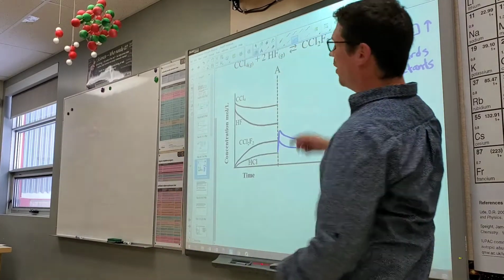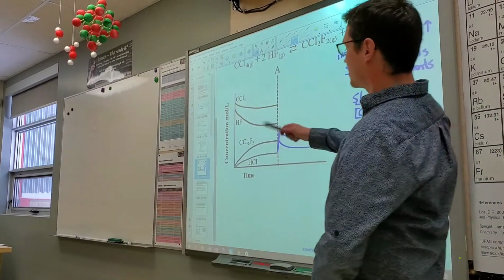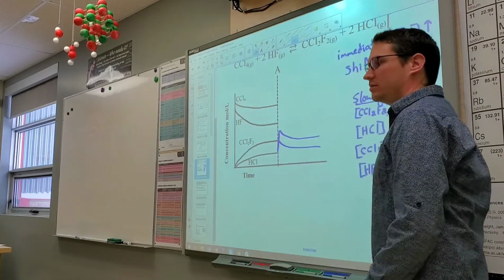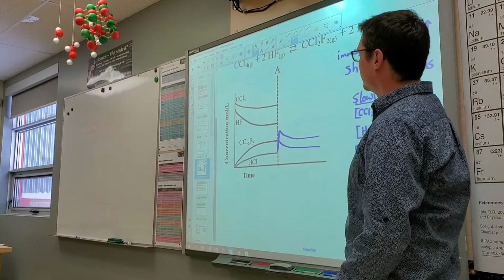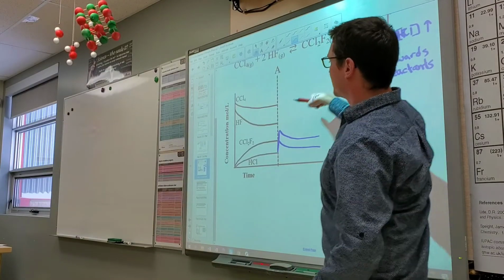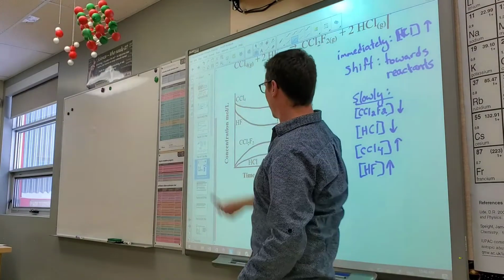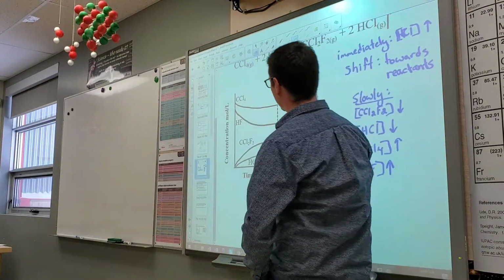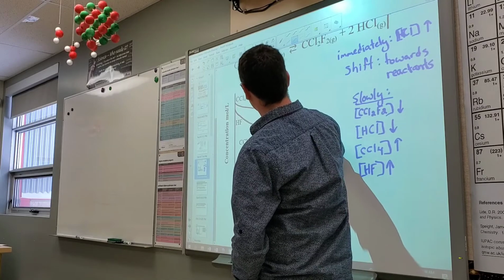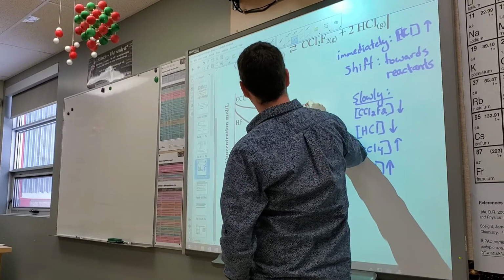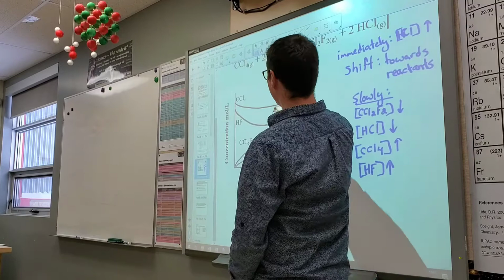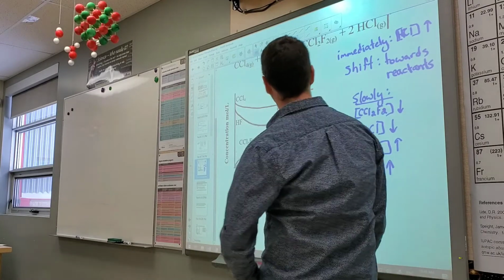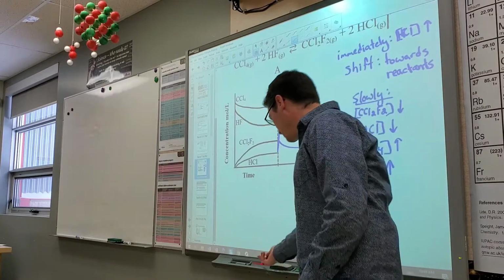What's going to happen to our products, though? Or sorry, what's going to happen to CCl4 and HF? If our two reactants decreased, what's going to happen to these two? They're going to increase, and they're going to increase according to their coefficients. So HF is going to rise and then flatten out, and CCl4 is going to rise, but not quite as much, and flatten out.